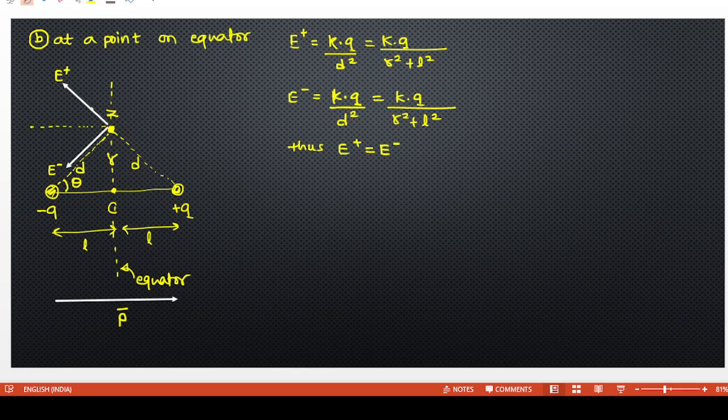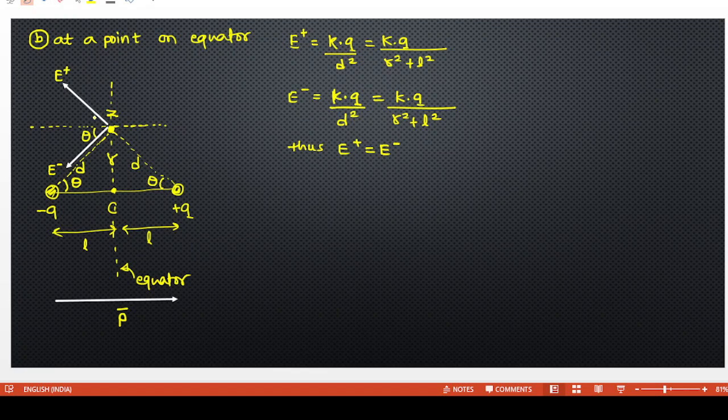Now choose the axis. These are the vectors. Draw the vectors. Choose the axis. Resolve the vectors. Check which components get added, which components get subtracted. Find resultant in x, resultant in y, and then finally use the Pythagoras theorem. If this angle is theta, this is an isosceles triangle, so this has to be again theta. This angle is also theta.